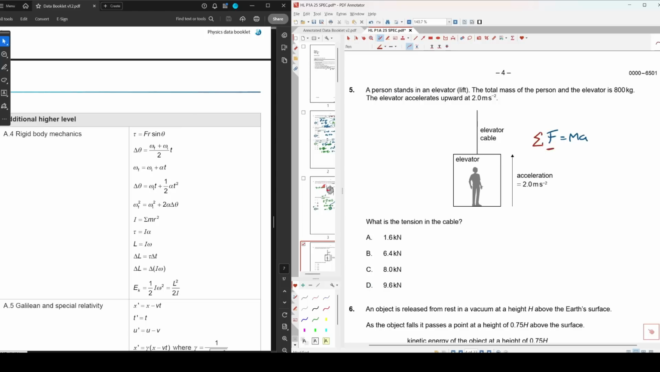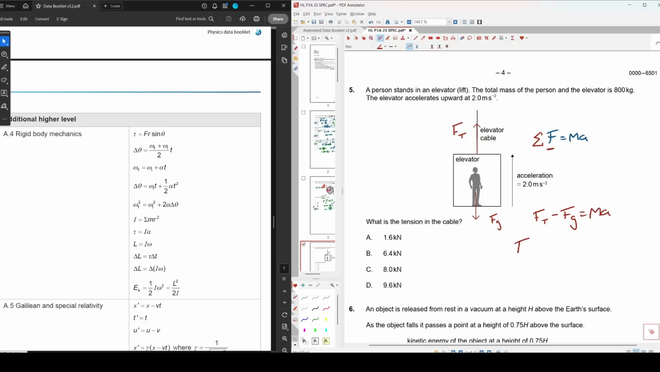So I need to think about all the forces happening. Tension is one of them. But of course, there's another force that I need to account for, which is the force due to gravity acting on everything. We're accelerating upwards, so be thinking about sizes of forces. Tension has to be bigger than gravity. Okay, so tension minus Fg equals ma.